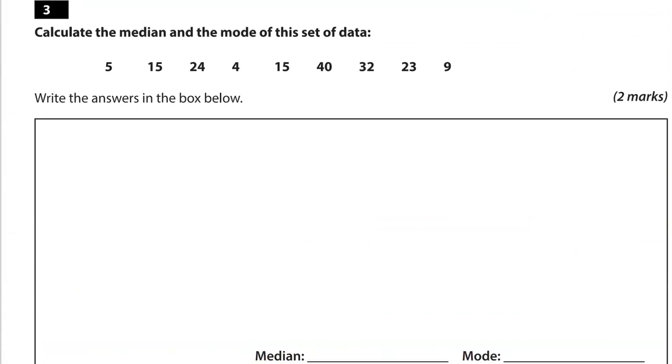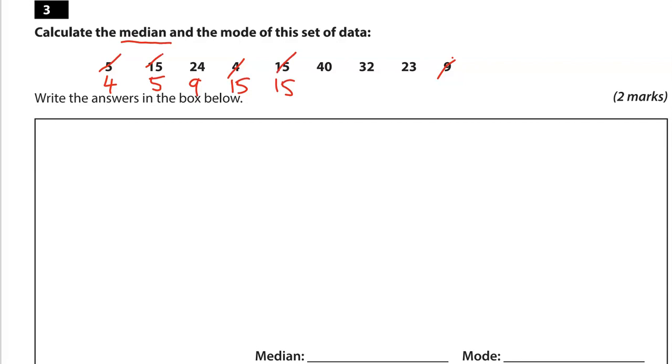Calculate the median and the mode of this set of data. Write the answer in the box below. So, median is about putting the numbers in order and finding the middle one. So let's just do that together. Looking at these, let's start from smallest to the largest. The smallest of them all, that is 4. So I'm going to write it here. Then after that, we have 5. Then we have 9. Then we have 15.